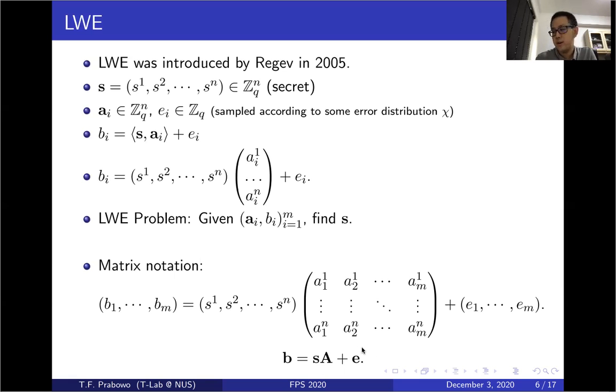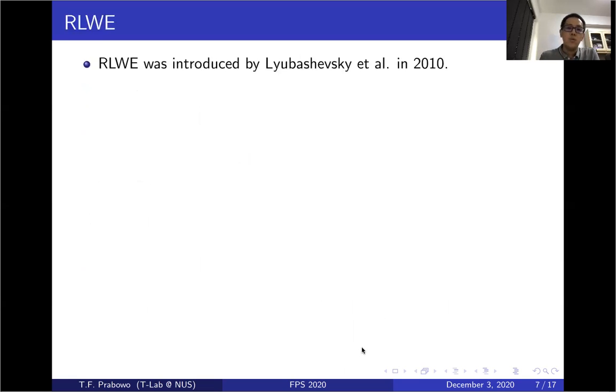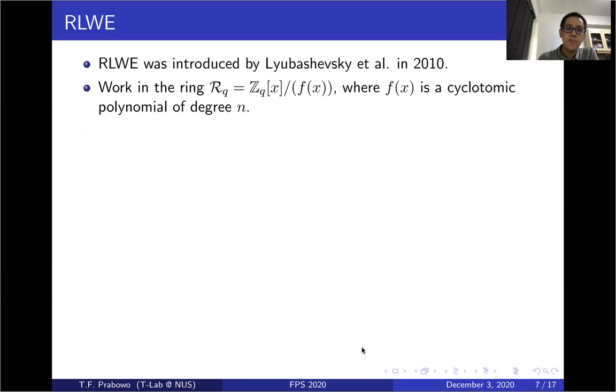That's learning with error. So now we go to a variant of LWE called ring learning with error. It was introduced by Lyubashevsky, Peikert, and Regev in 2010. Now instead of working with vectors and matrices, we work with a ring, a quotient of polynomials. So you can think of it as a polynomial ring. An element of this ring looks like a polynomial of degree at most n minus 1, where each coefficient is an integer modulo q.